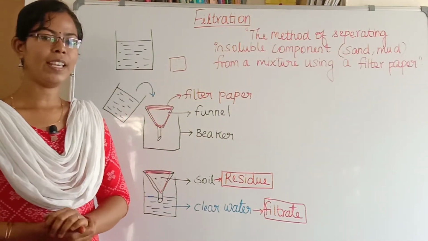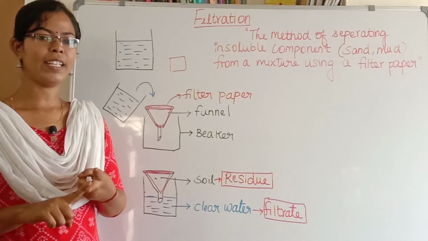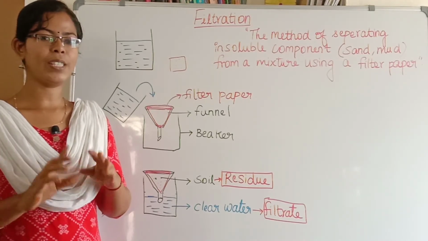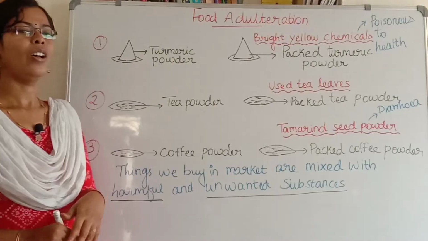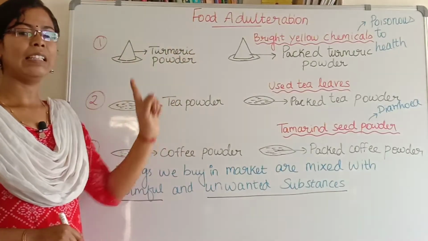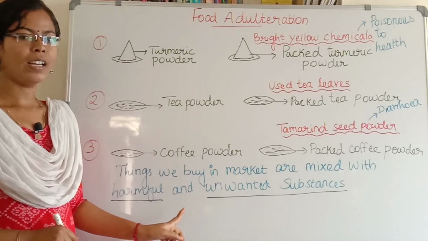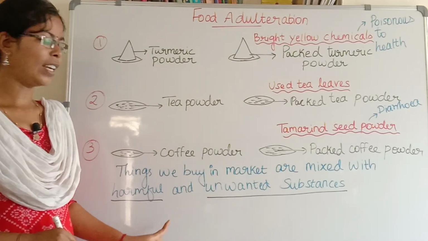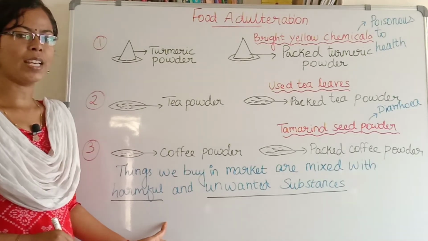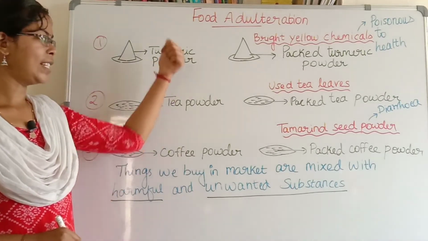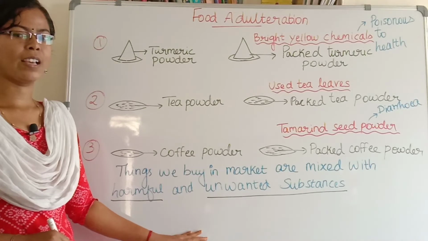Okay, now we have seen sedimentation, decantation and filtration using a simple experiment. Okay, now we can see about food adulteration. Food adulteration means things we buy in the market are mixed with a harmful and unwanted substance. Harmful, it will surely cause a health hazard to us. Now let us see an example and understand this.